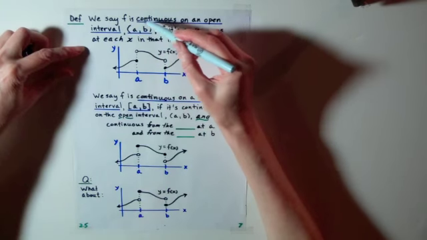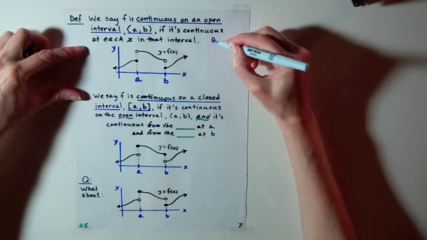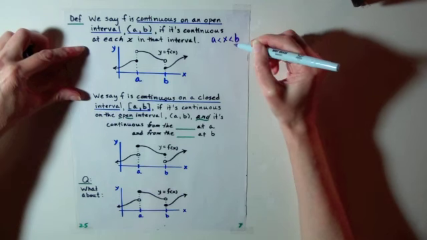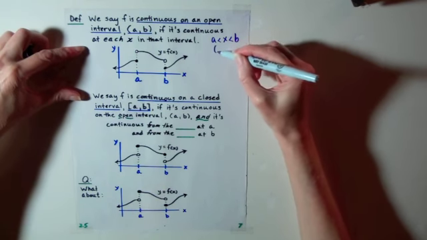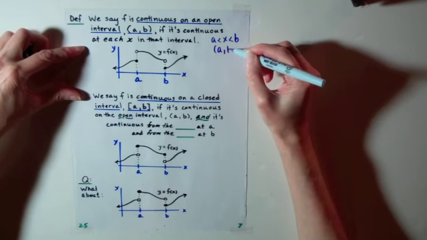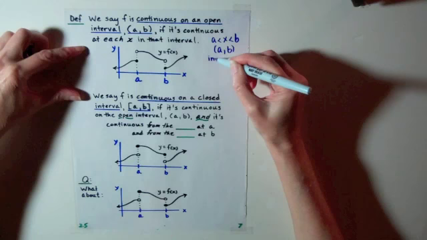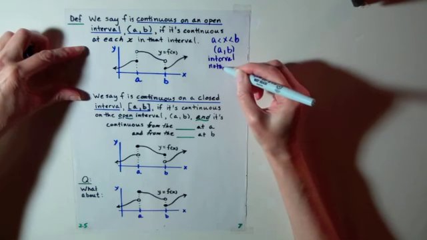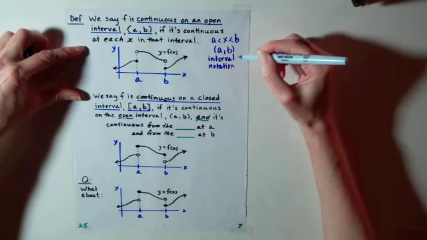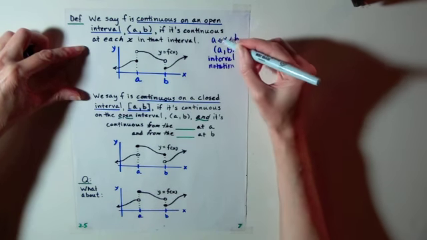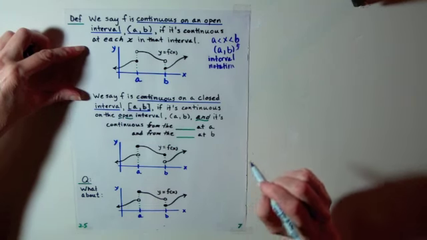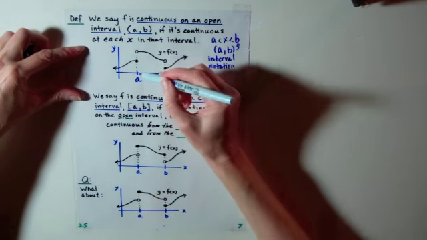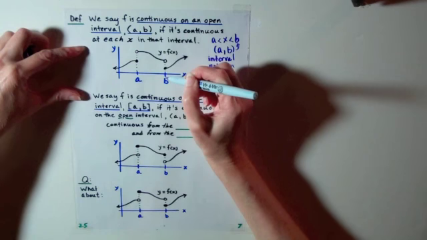Remember, this is the interval notation that really means the interval of x values where x is less than b but greater than a. So in this context, this is not an ordered pair on a graph, rather it is the interval notation that means exactly the same thing as a is less than x is less than b. So we're going to say that f is continuous on this interval if it's continuous at each of the points in between a and b.